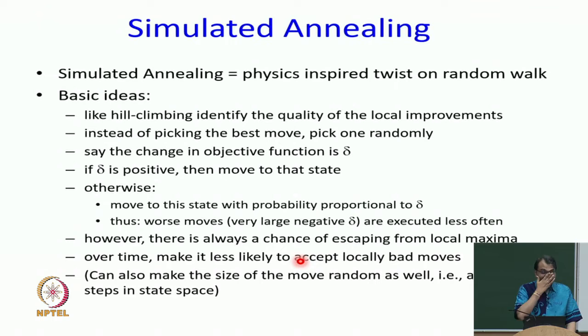However, these bad moves over time should increase or reduce? Reduce. Initially I do not know anything, I can move any which way, but later, as I feel I am in the right neighborhood, I should not be making these bad jumps, I should be trying to go up and get to the peak. So, that is the idea. Over time, make it less likely to accept locally bad moves. Okay.